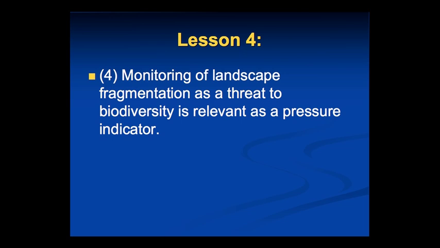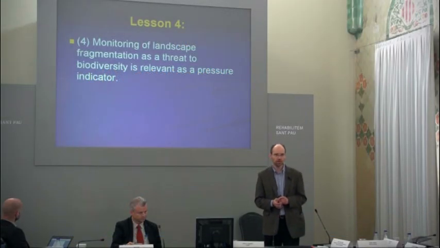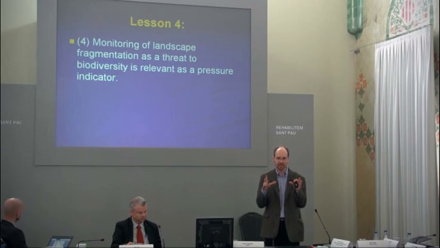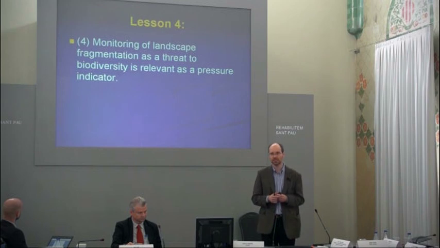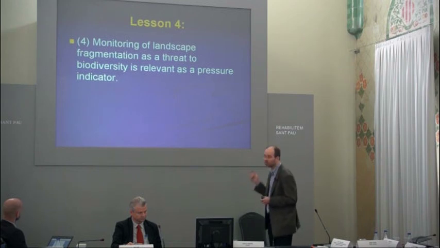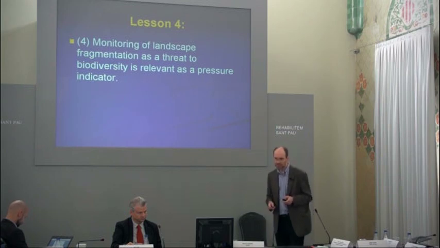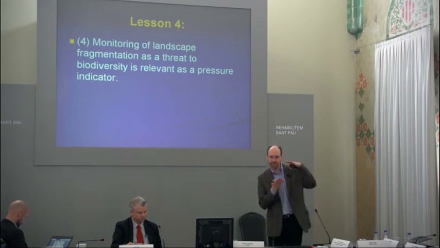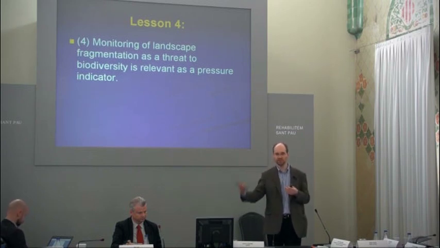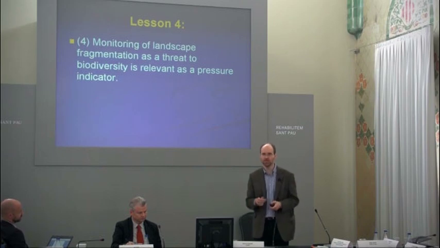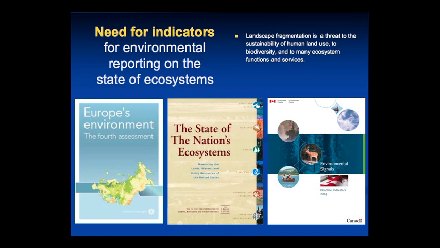Lesson 4. Monitoring of landscape fragmentation as a threat to biodiversity is relevant as a pressure indicator. So you do not want to only monitor biodiversity itself, but you also want to include in biodiversity monitoring the threats that are increasing. And this is particularly important when you consider the response times. Because the information about biodiversity itself doesn't give you an indication how much biodiversity is already scheduled to be lost over the next 20, 30 years.